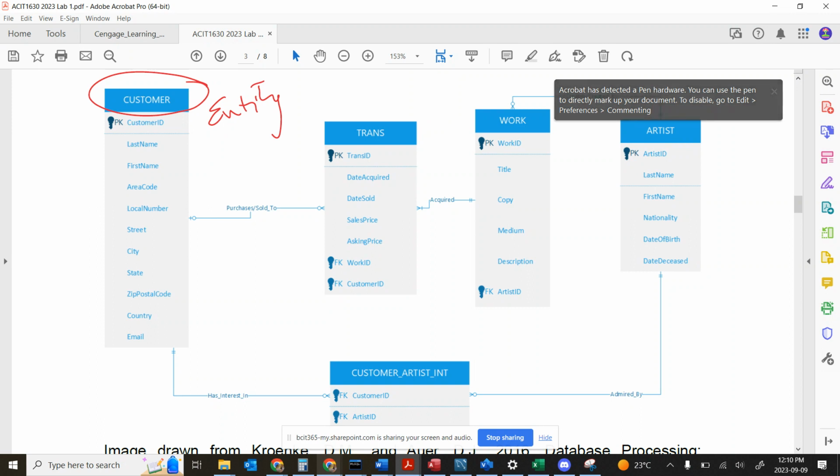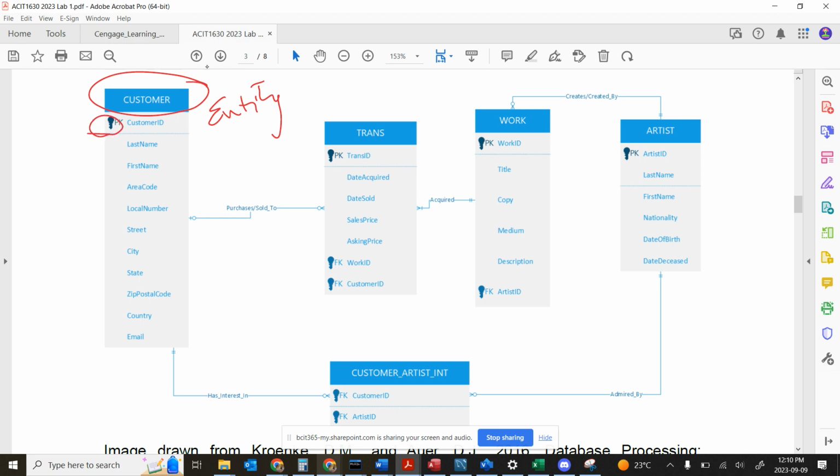Each entity or table consists of a unique ID, which we call a primary key. Here you can see it marked as a key, called a PK. So you have to identify the primary key. The second thing is that we have another table here, because there is a relationship between customer and transaction, right?